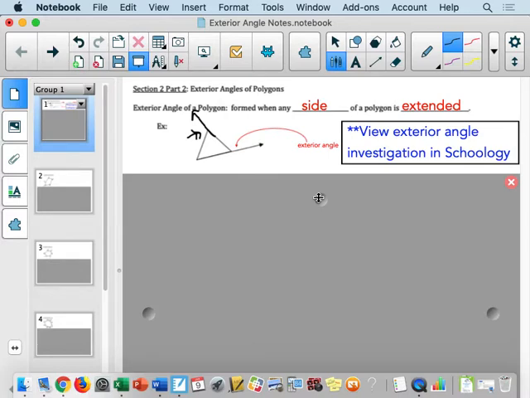What are we finding? The exterior angles of all polygons add up to what? 360. Did you think that was going to happen? The first one was quadrilateral. We probably thought, oh, 360, that's what the interior was. Were we a little bit shocked when it was 360 for the pentagon? Okay, and then it kept happening.